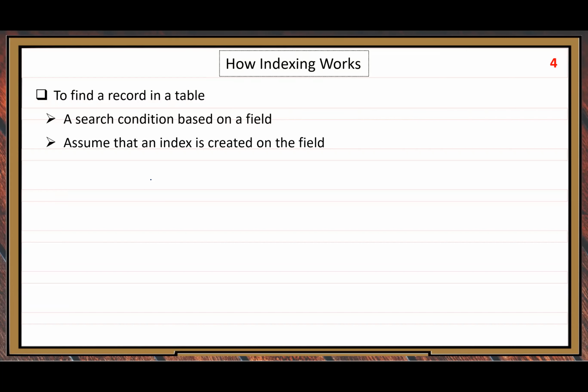Assume that an index is created on the field. Then we can apply binary search, right? So the index is searched. Look at that. Our goal is to find a record. This is our goal on the original table, okay? The original table.